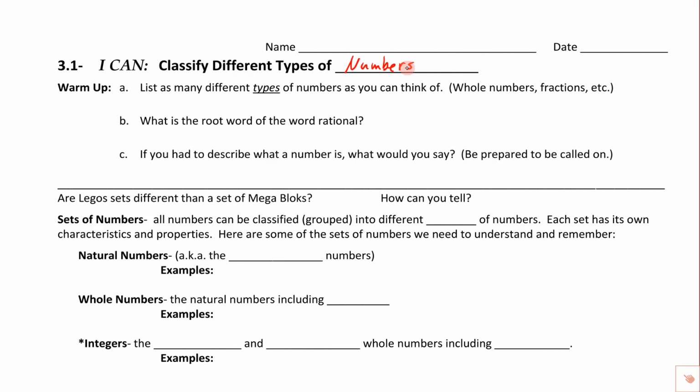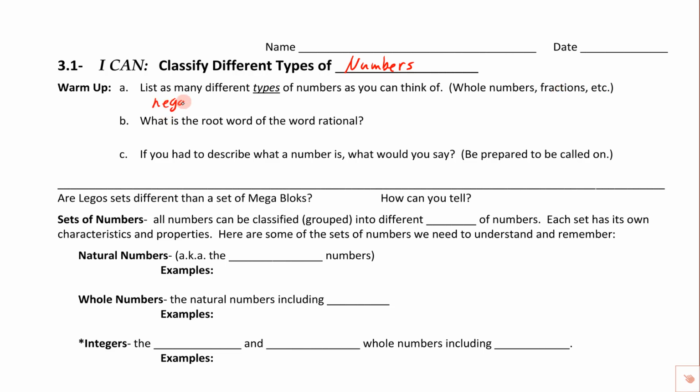So warm-up A, it says list as many different types of numbers as you can think of. So for example, whole numbers, fractions, different things like that. I'll give you just a second to think about that. You can pause the video if you want, but think about different types of numbers. How do we classify numbers? So you may have thought of things like this.